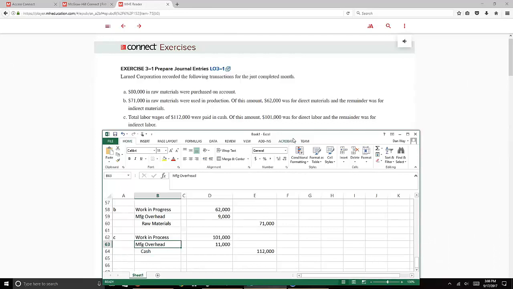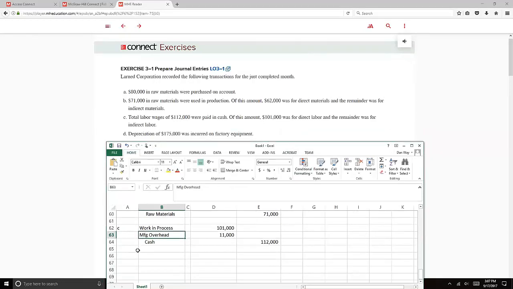So again, anytime I'm accounting for manufacturing costs here, I need to ask whether they are direct costs or indirect costs. Indirect costs need to hit manufacturing overhead first. In this case, we had some of both. Some of our materials were direct, some were indirect. Some of our labor was direct, some of it was indirect. Let's see what else we had here.